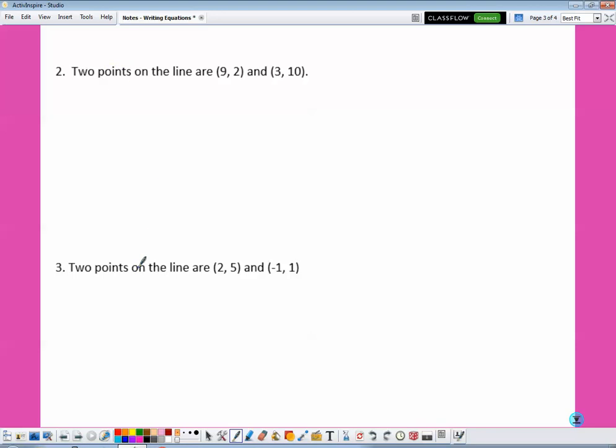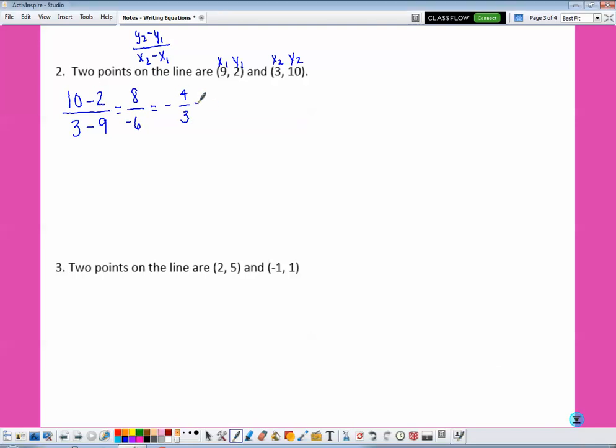What if we're given 2 points? The first thing we have to do is find the slope. And remember, our slope formula is y2 minus y1 over x2 minus x1. So x1, y1, x2, y2. So we would have 10 minus 2 over 3 minus 9. 10 minus 2 is 8. 3 minus 9 is negative 6. So that reduces to negative 4 over 3.